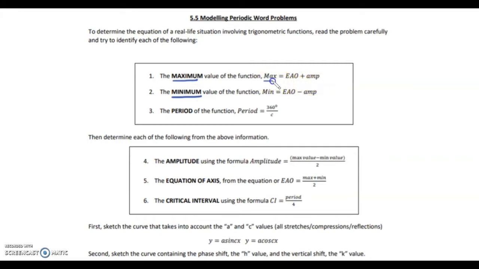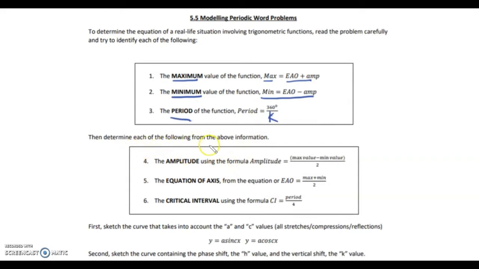Okay, we know that the maximum is the equation of axis plus the amplitude. The minimum is the equation of axis minus the amplitude. Okay, we're also trying to determine the period. I'm going to call this k. Okay, the period is 360 over k. Okay, how long it takes to do one full cycle of what's going on in the word problem.